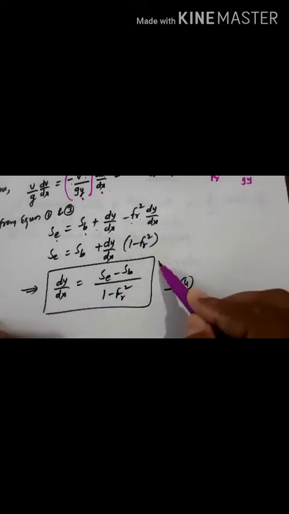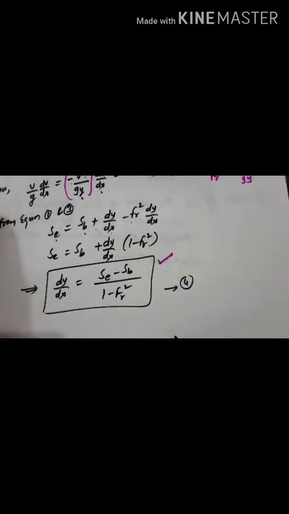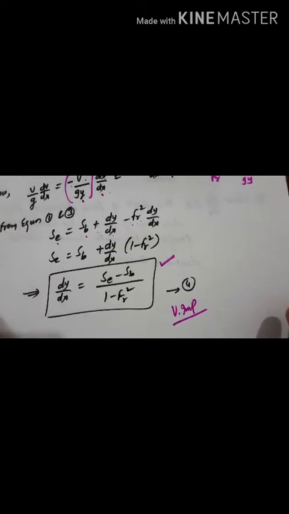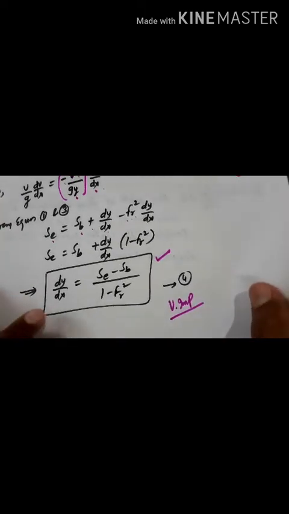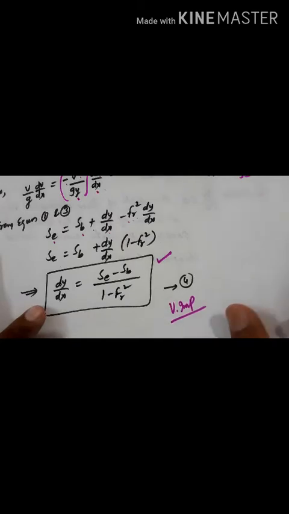This is the differential equation for gradually varied flow, where S_E is the slope of the energy line minus S_B, the slope of the channel bed, divided by 1 minus Fr squared, that is dy by dx. This is a differential equation. This derivation is very, very important from the examination point of view. And finally, what does this equation imply?